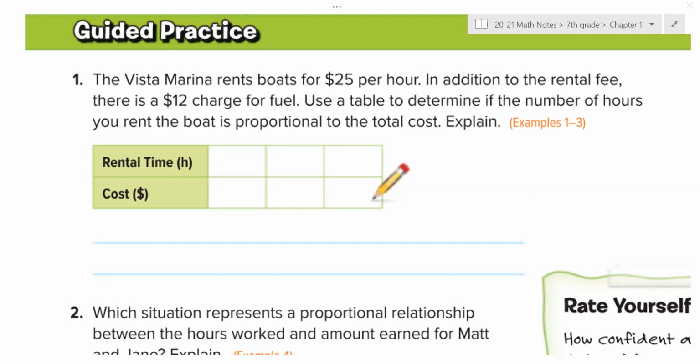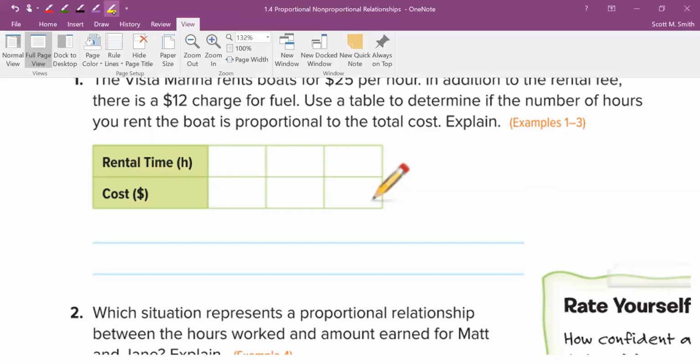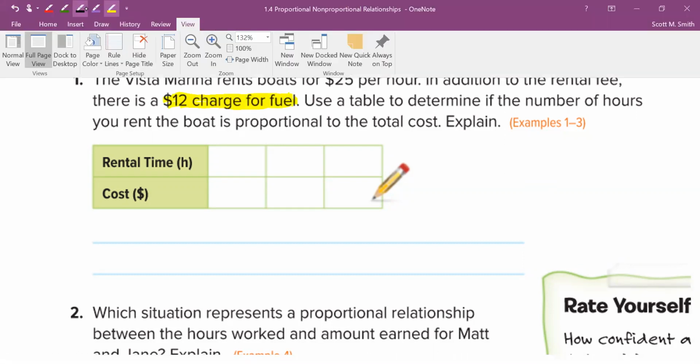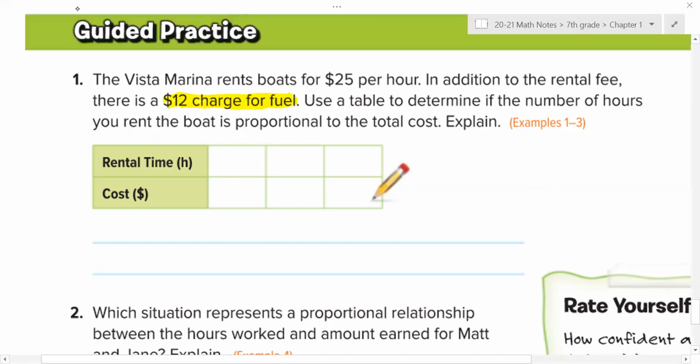The Vista Marina rents boats for $25 per hour. In addition to the rental fee, there is a $12 charge for fuel, and that stays the same. So that should be a red flag to let us know whether at the end it's going to be proportional or not. Use a table to determine whether the number of hours you rent the boat is proportional to the total cost. So rental time, 1 hour, 2 hours, 3 hours. If you did a different value for your hours, we should still get the same thing when we're done.